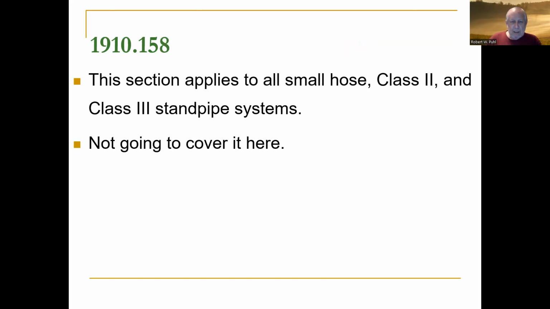And then 158, this applies to small hose, class 2 and class 3 standpipe systems, what size the hoses are and all the outputs and that type of thing. And we're not going to cover it here. In our buildings at Bonded Fiber Products in California, we had the big hoses. I mean, the hose reel was 2.5 feet in diameter hanging about the plant. And we never used them. And the fire department told us don't.